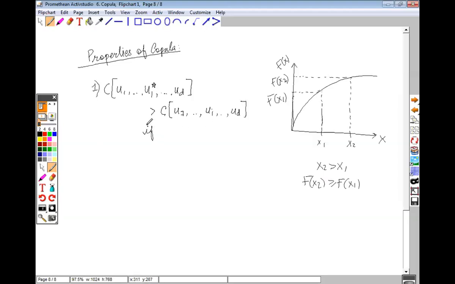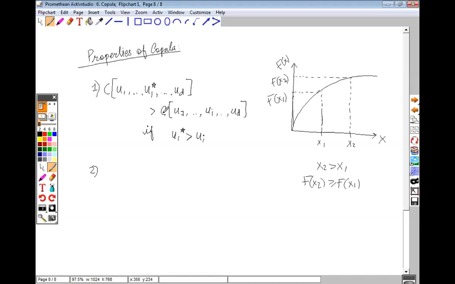Can someone tell me what should be the inequality here? Should I write a greater than, should I write a smaller than, or can I write equal to there? Anyone? Greater than, right? Because I'm looking at this copula function being greater than this.